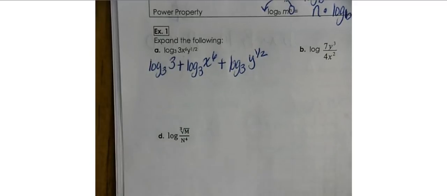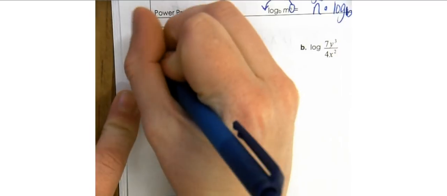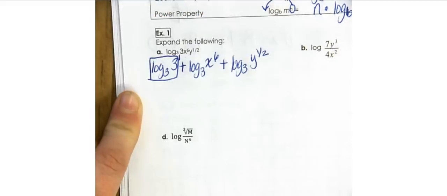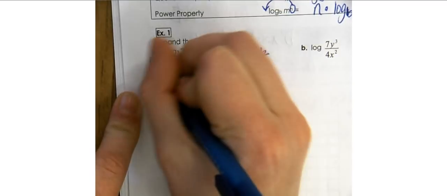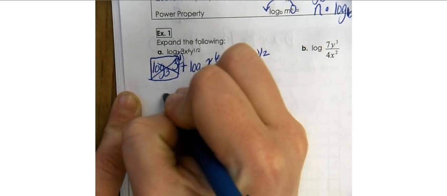Each part can be simplified even further. So log base 3 of 3 to the 1st power, we can use that property of log base 3 of 3 to cancel it out, and the answer is going to be the exponent. So that's going to equal the number 1.